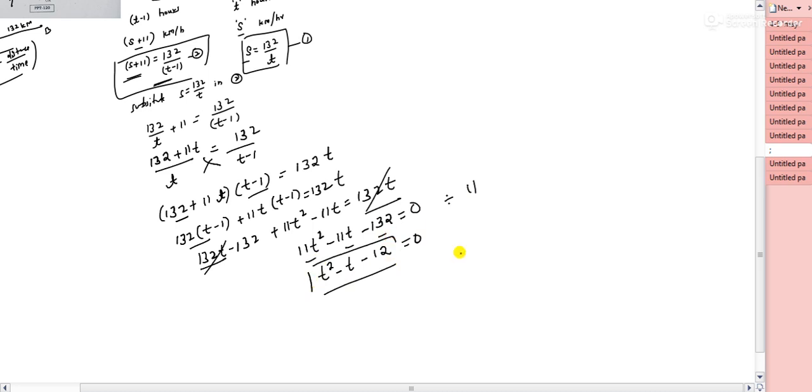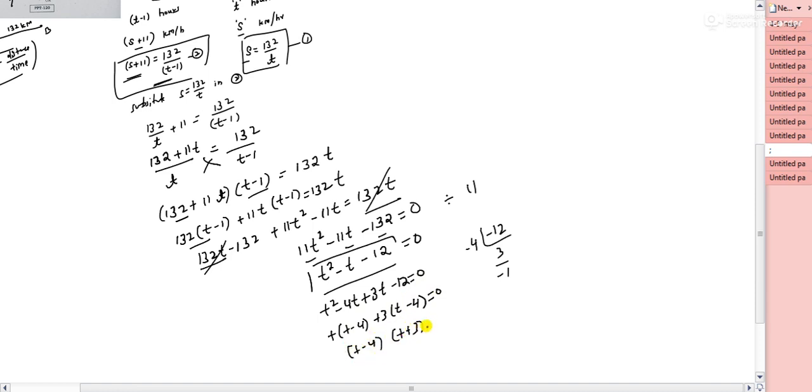Now on solving this, you can use factorization. So you need minus 12 and here you have minus 1. Just by 4 threes are 12, you will get this. So t square minus 4t plus 3t minus 12 equals 0. If you take t common, you will get t minus 4, and if you take plus 3 common, again you will get t minus 4, which is equal to 0. So t minus 4 is common, you will get t plus 3, which is equal to 0.